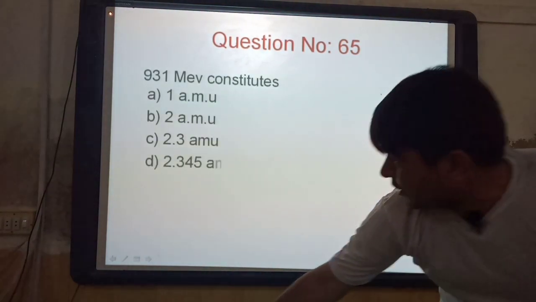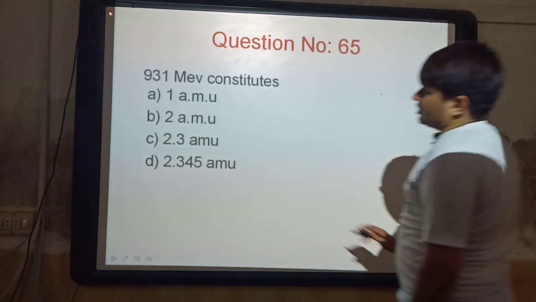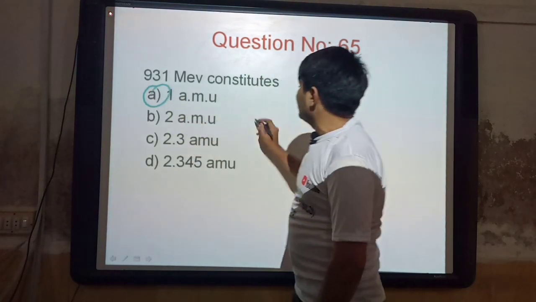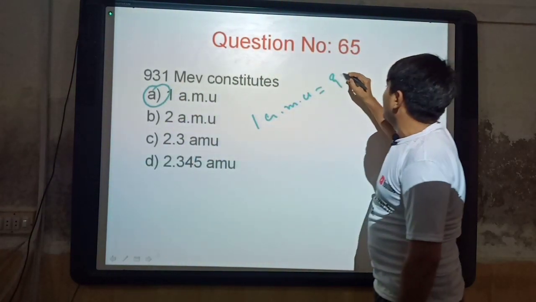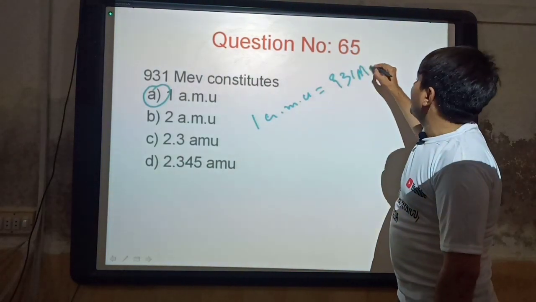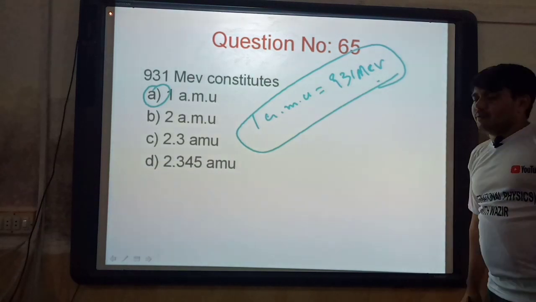Another question for you. 931 mega electron volt constitutes 1 AMU. 1 atomic mass unit is equal to 931 mega electron volt.